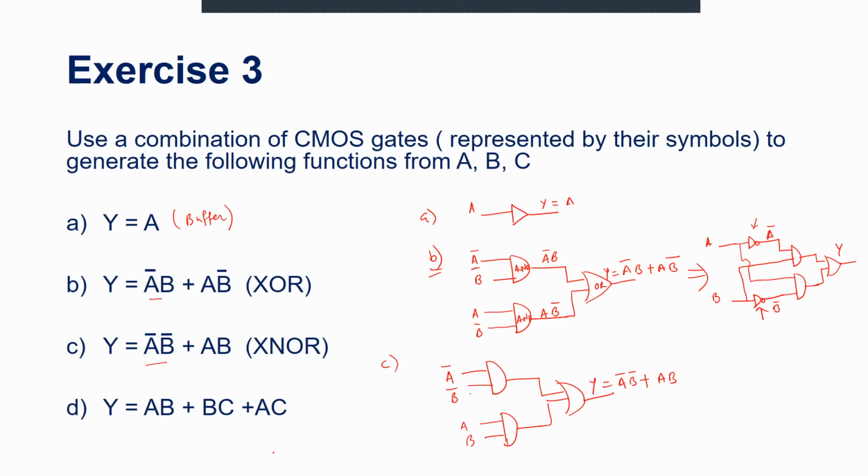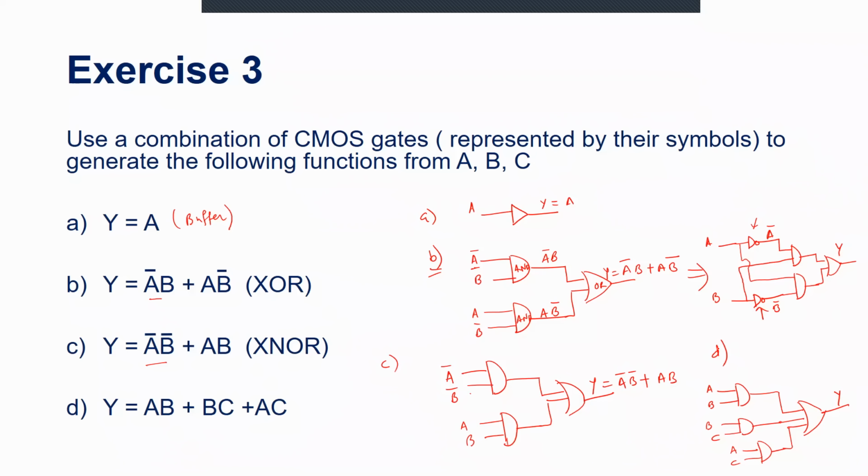Okay, and if we see the fourth function, that is function D, right here, Y will be. So we see here AB, then we have BC, and then we have AC. So this is how we can actually construct these logic gates. So this is for the logic function D. All right, so that was all for this exercise session.